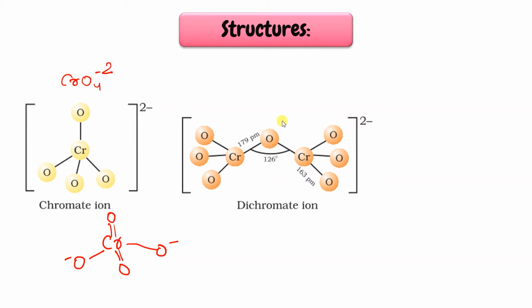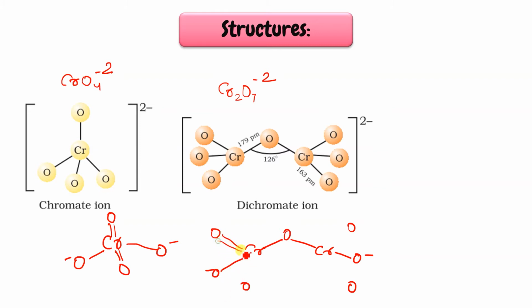Next is dichromate. We know that the formula is Cr2O7 -2, and again it is quite easy. Just put the 2 chromium over here, and distribute 3 oxygens equally on both chromiums. 1 oxygen is left out, so put it in the center. For the 2 minus, put 1 negative on this oxygen and 1 negative on this oxygen. The -1 oxygens will form the single bond, and the rest will form the double bond over here.